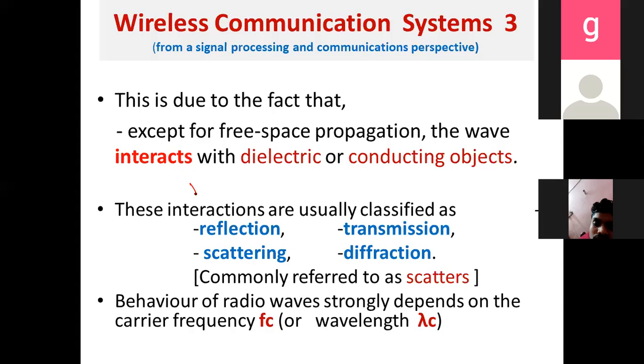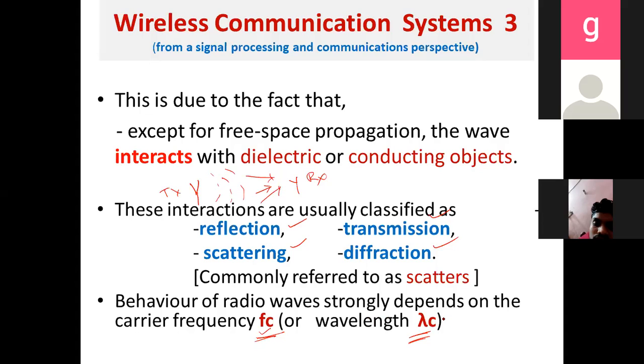When it is transmitting from a transmitter to receiver, the signal may get affected by reflection, scattering, transmission, and diffraction. The behavior of radio waves strongly depends on the carrier frequency. This characteristic changes with respect to the carrier frequency, and thereby the wavelength of the signal. You can see how the wavelength of the signal affects the quality of the amplitude and phase of the signal when it is picked up by the receiver at the receiving end.